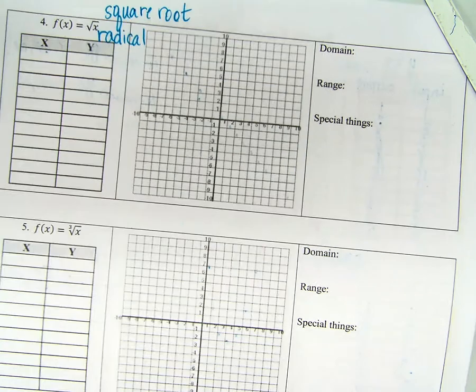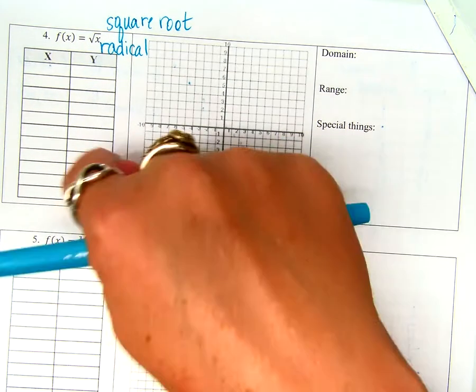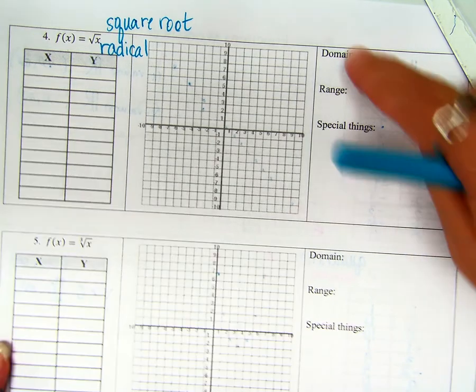Okay? So here's what I want you to do. I want you to finish the table, the graph, domain and range for 4, 5, and 6. We will talk about those tomorrow, and we will continue with some of the special things and so on. Okay? Have a great day.